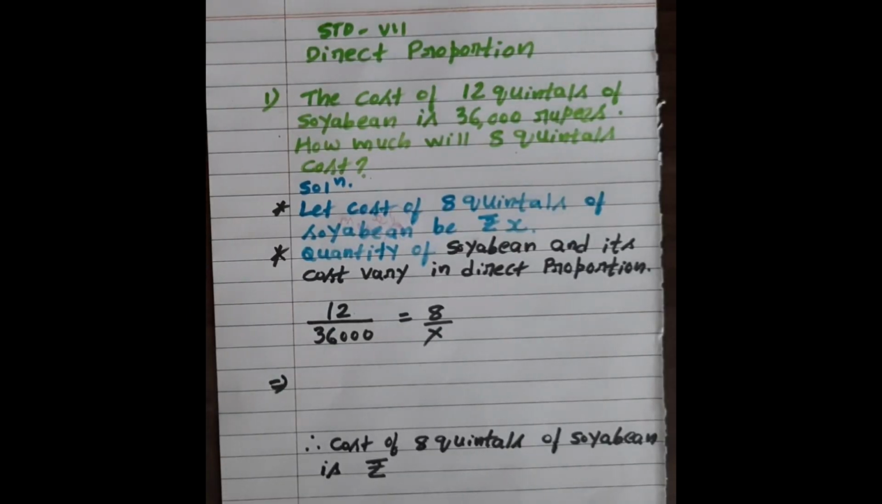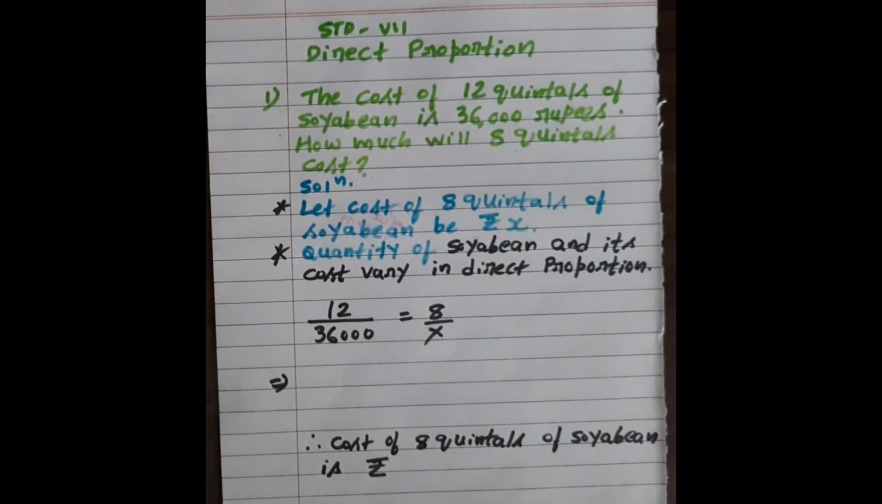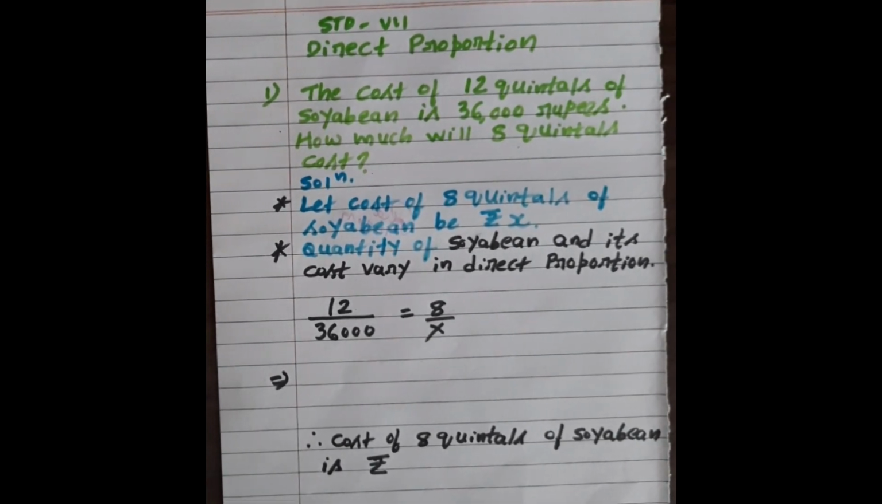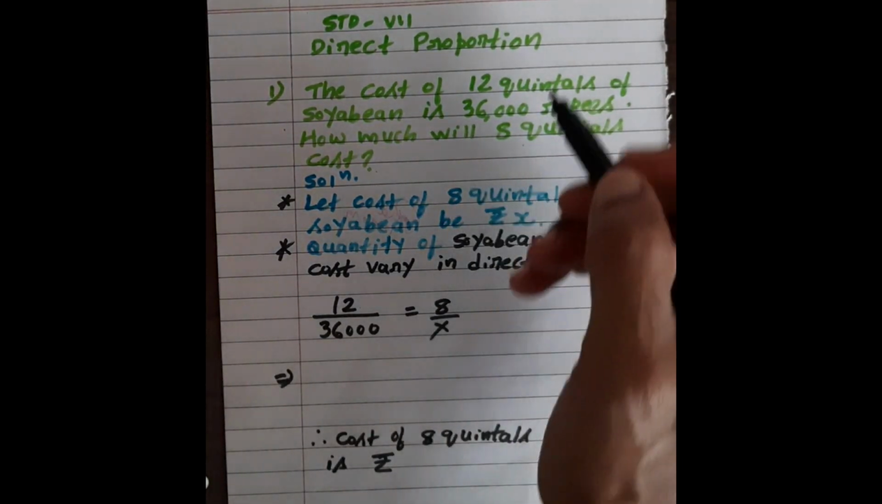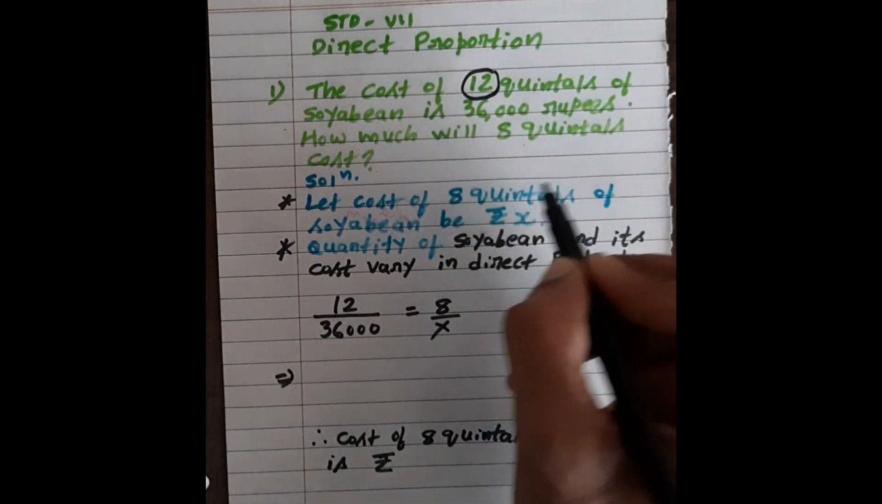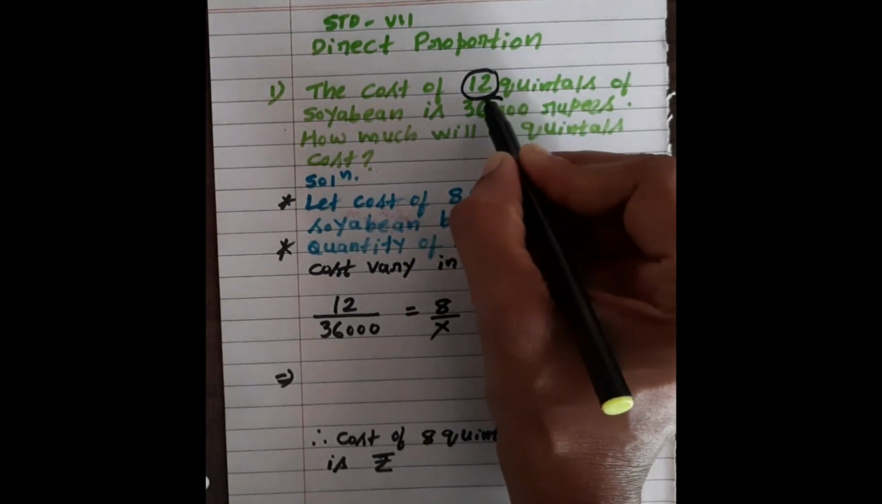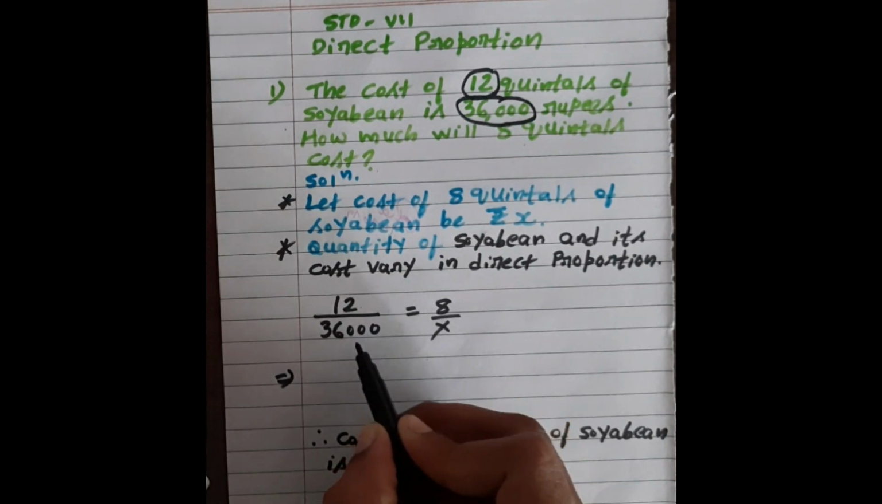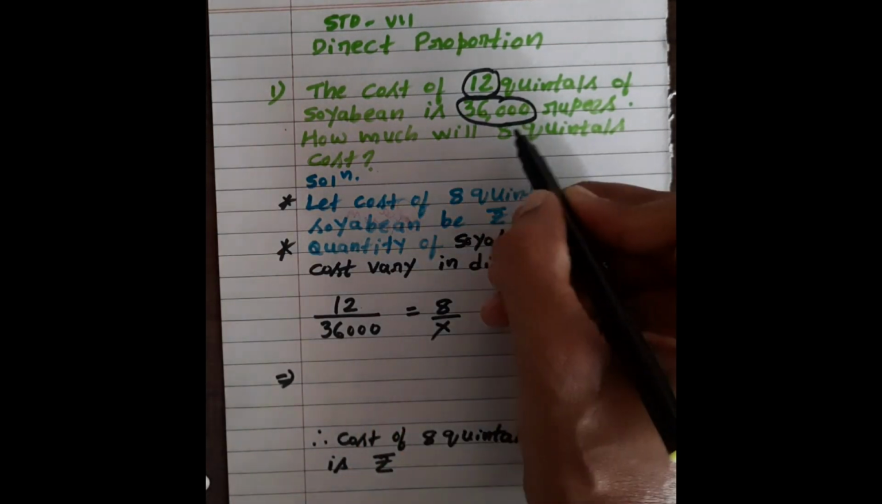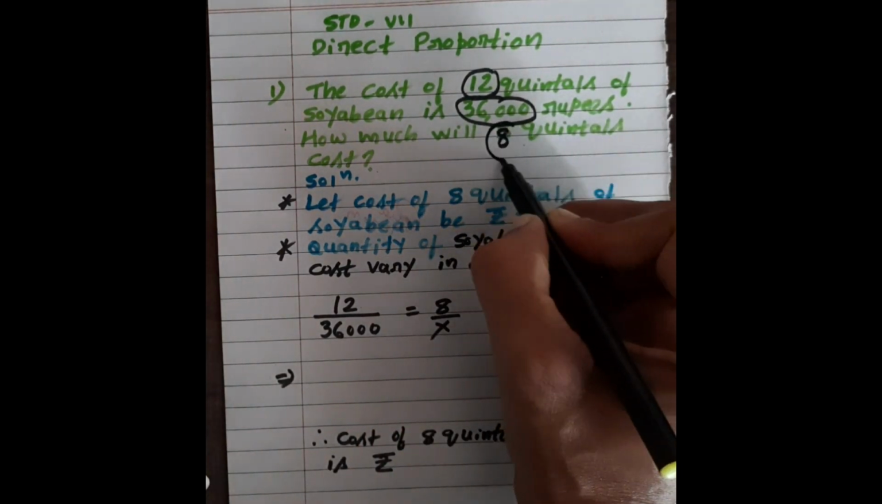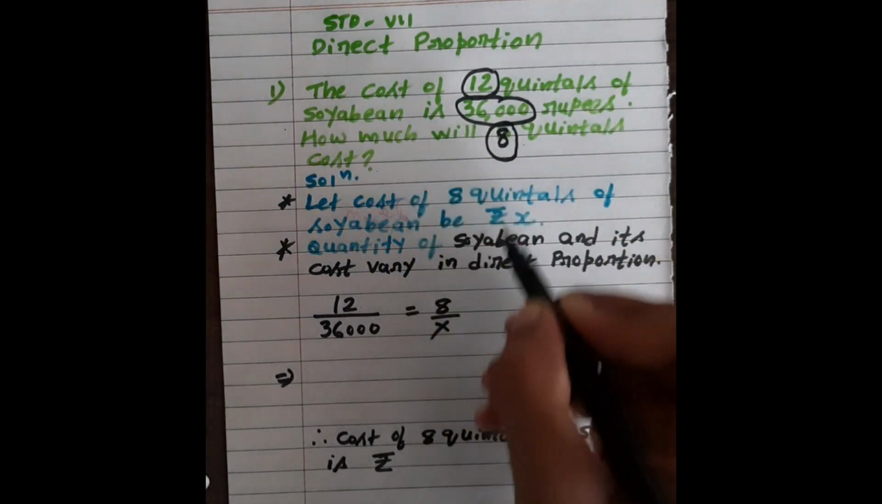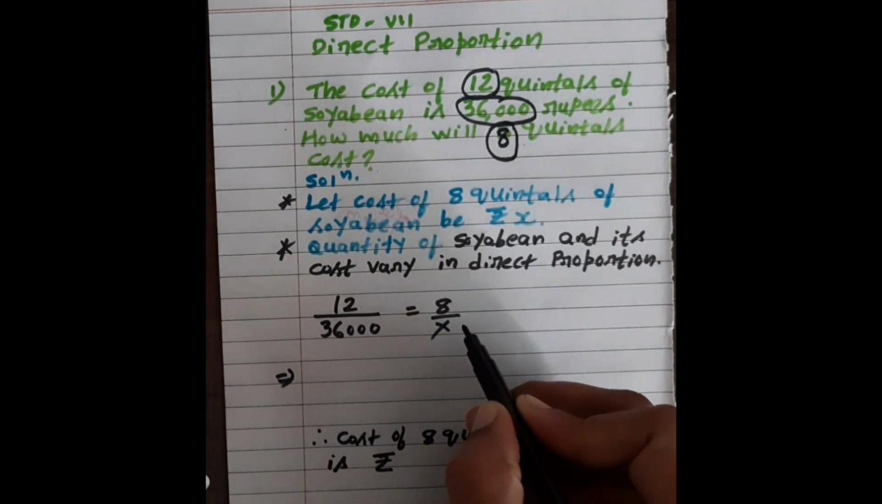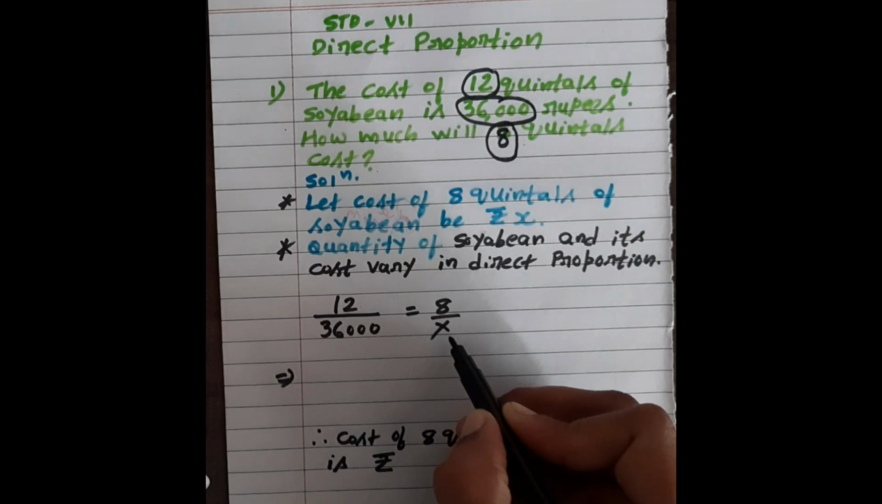We will discuss the next question. The cost of 12 quintals soybean is 36,000 rupees. How much will 8 quintals cost? Now the question is 12 quintals. Okay. 12 quintals soybean cost is 36,000 rupees. The way I have written here like this. Now we have to find out what 8 quintal soybean costs. That we don't know, that we have to find out. So that we will consider as x.